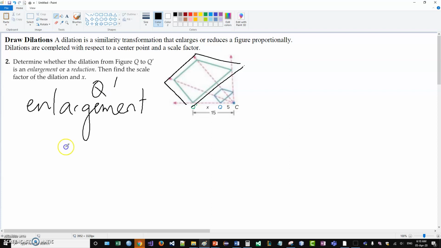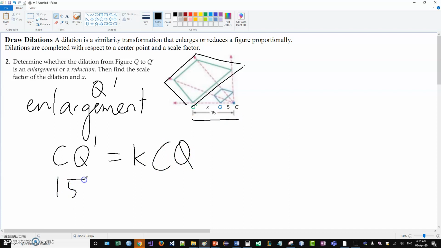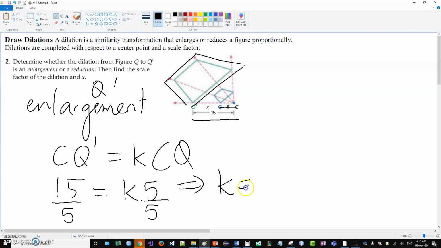Alright, we know that CQ prime is always K, which is the scaling factor, times CQ. As you can see, CQ prime equals 15, equals K times CQ, which is given as 5. That means divide by 5, divide by 5, so K equals 15 over 5, which is 3, which means the dilated image is 3 times as big as the original image. In fact, the sides are 3 times as big, okay?